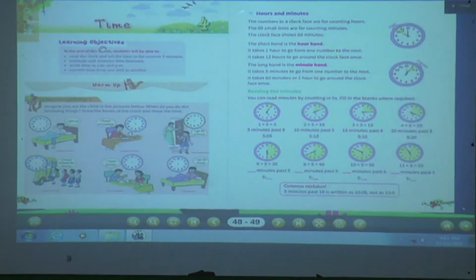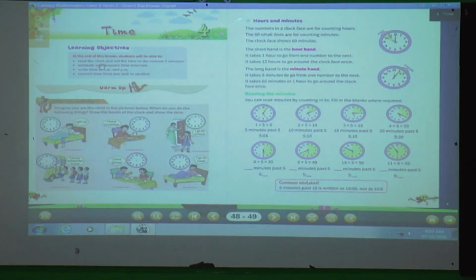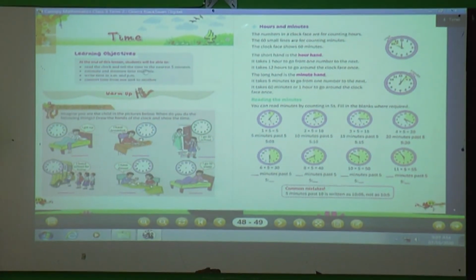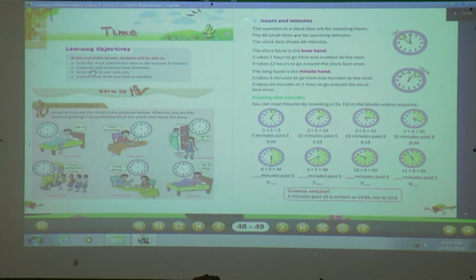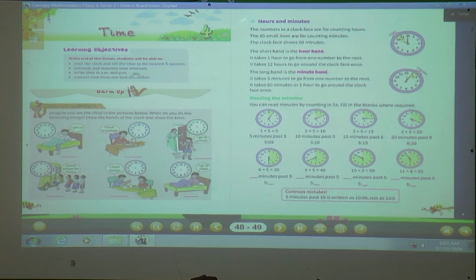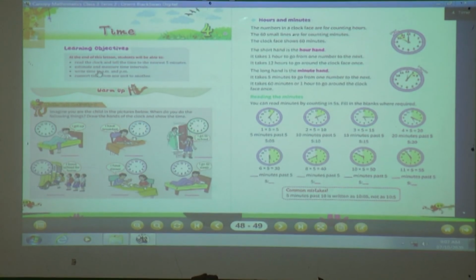In this lesson, you are going to learn how to read the clock and how to tell the time to the nearest 5 minutes. Also, how to estimate and measure the time intervals. Then you are going to learn how to write the time in AM and PM, and at the end you will be able to convert time from one unit to another. So let us start the new lesson, time.